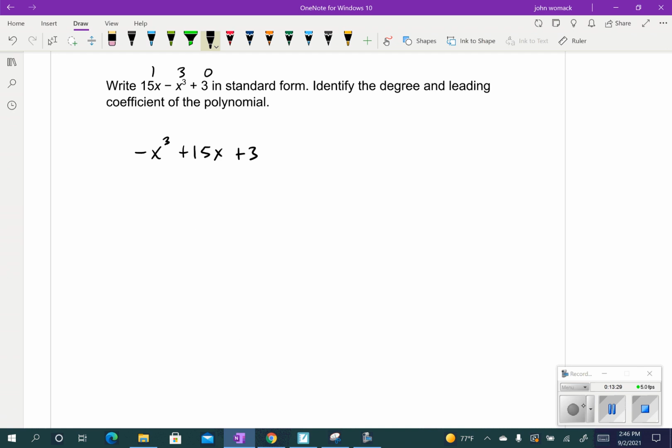It says identify the degree. Well, the highest power is 3. So this is degree 3, which means we call it a cubic. It didn't ask us to do this, but it does have 3 terms. 3 terms we refer to as a trinomial. So it's a cubic trinomial. Identify the leading coefficient. That's the number out in front. If it doesn't have anything in front, it's a -1. So that -1 is the leading coefficient.